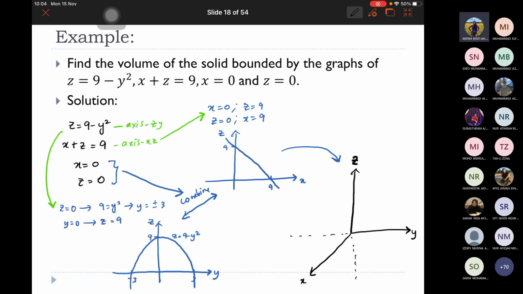Kita combinekan dekat axis Y dengan Z ni, dia akan ada satu line, this one, 9. So awak akan ada satu line, this one, 3 dekat sini. And then dia menyentuh juga yang this one, negative 3 dekat Y. Okay. And then dia ada dekat axis X dengan Z, dia akan ada satu garisan yang straight. Okay. X sama dengan 9. So dia macam, macam mana nak buat eh? Dia macam ada satah yang ni juga. Straight like this.